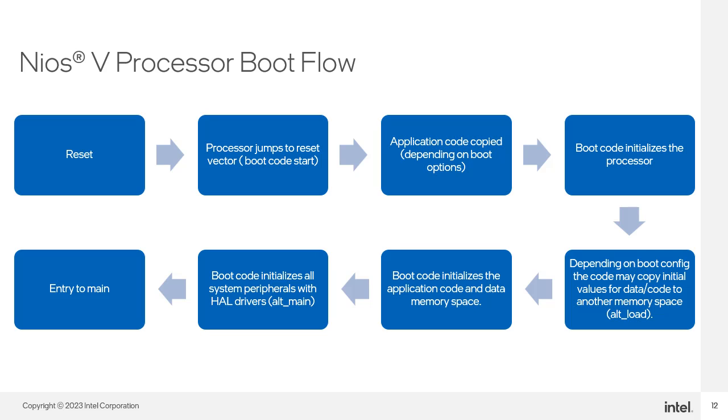Then, depending on the configuration of the code, it may copy the initial values for data code to another memory space specified through Alt_load configuration. Then the boot code starts the application code and data memory space. The boot code then initializes all system peripherals with the HAL drivers. Finally, you can enter main.